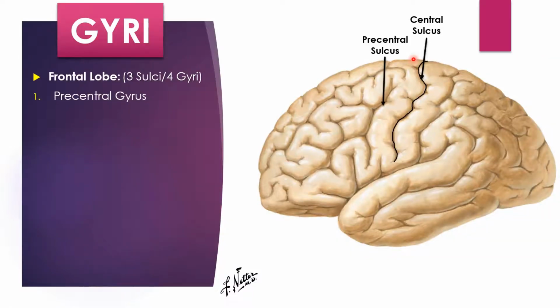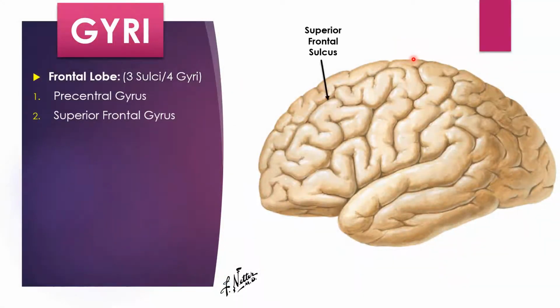Anterior to this central sulcus, there is the precentral sulcus, which is parallel to it, arching and running downwards and forwards, or anteriorly. So between the central and precentral sulcus, there will be the precentral gyrus.